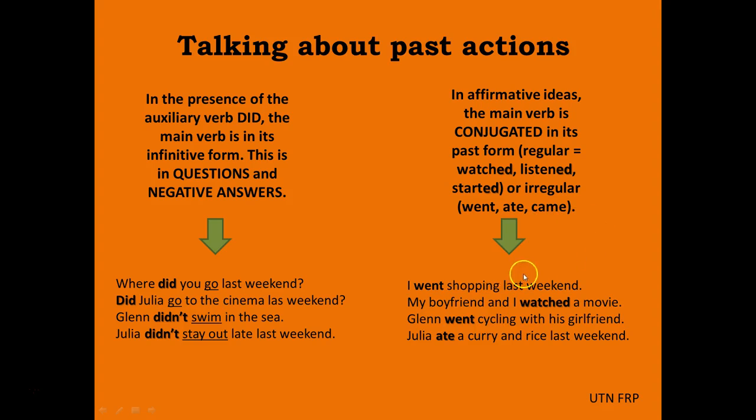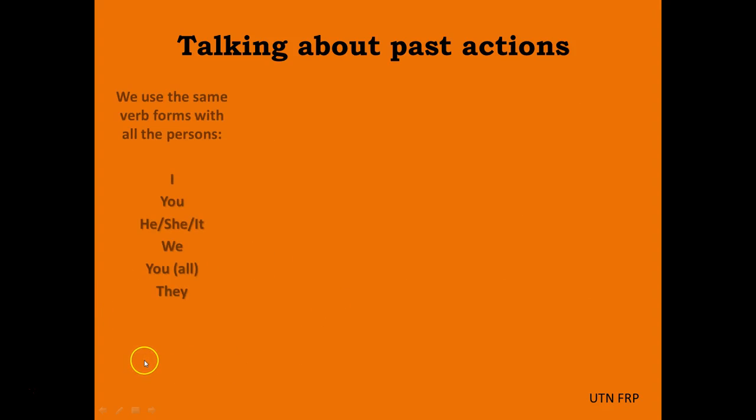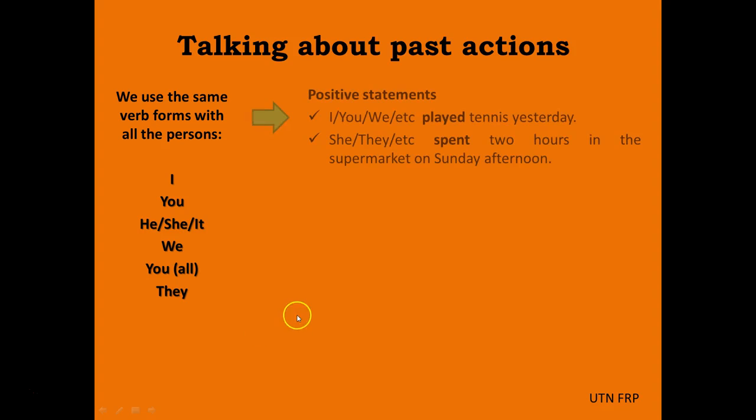Some examples: I went shopping last weekend. My boyfriend and I watched a movie. Glenn went cycling with his girlfriend. Julia ate a curry and rice last weekend. So, as we can see, these are affirmative ideas, and these are questions and negative ideas. Now let's see. We use the same verb forms with all the persons, with all the pronouns.